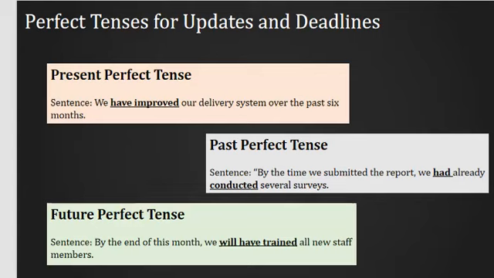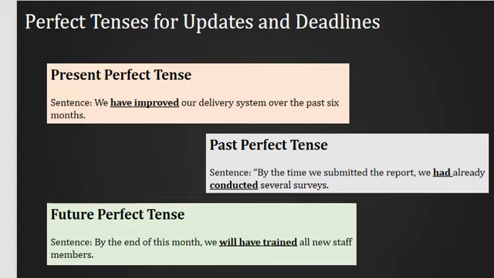So we use present perfect tense to show what has been accomplished recently, to highlight experience or continuous change, and to emphasize results that matter now.